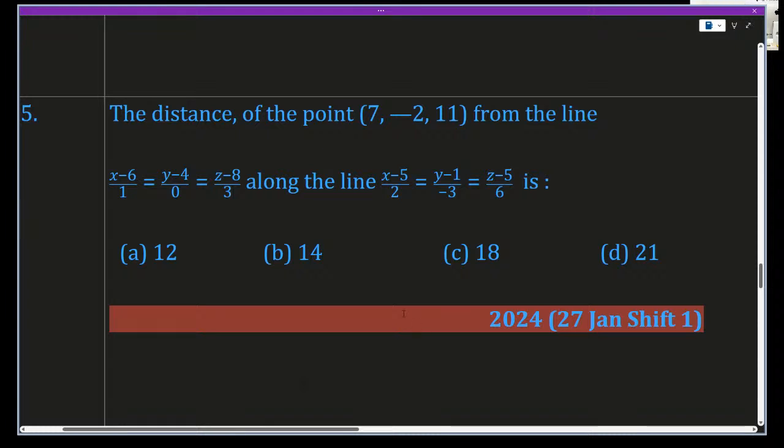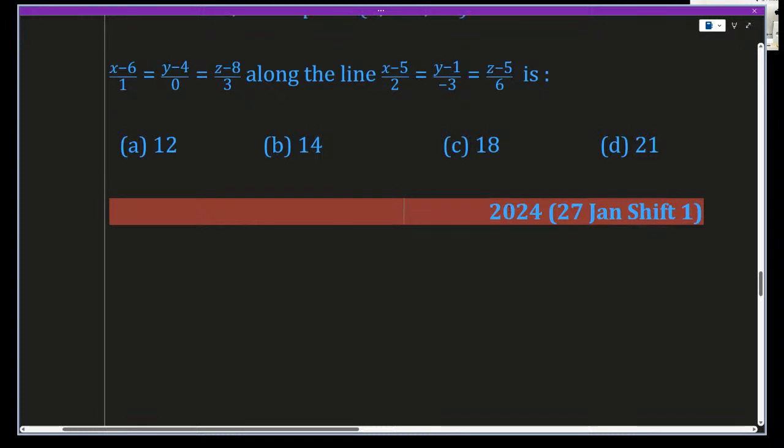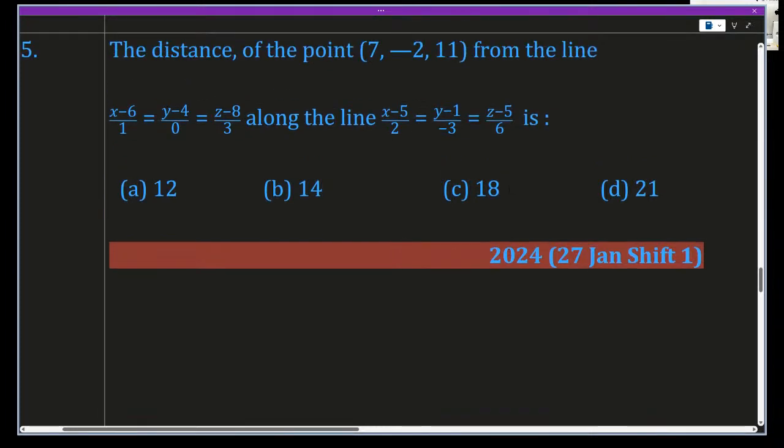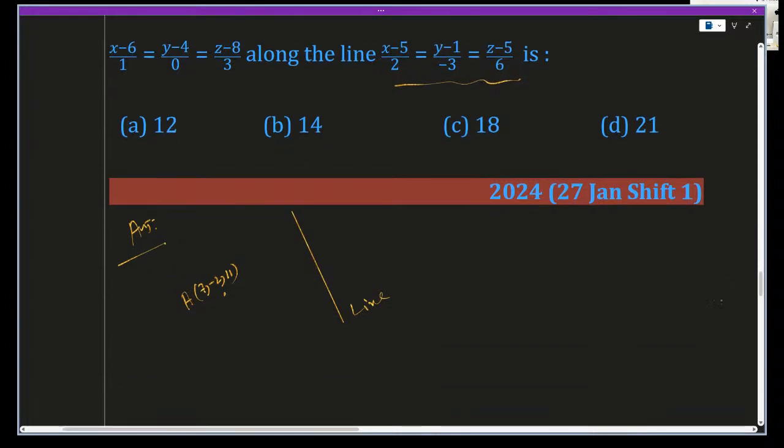This is a very good question, and this also I am telling you is expected in the board examination. Not a difficult one. Distance of the point from the line. This is the line and this is the point. They ask you to find, this is the line, and there is another line along which they said.